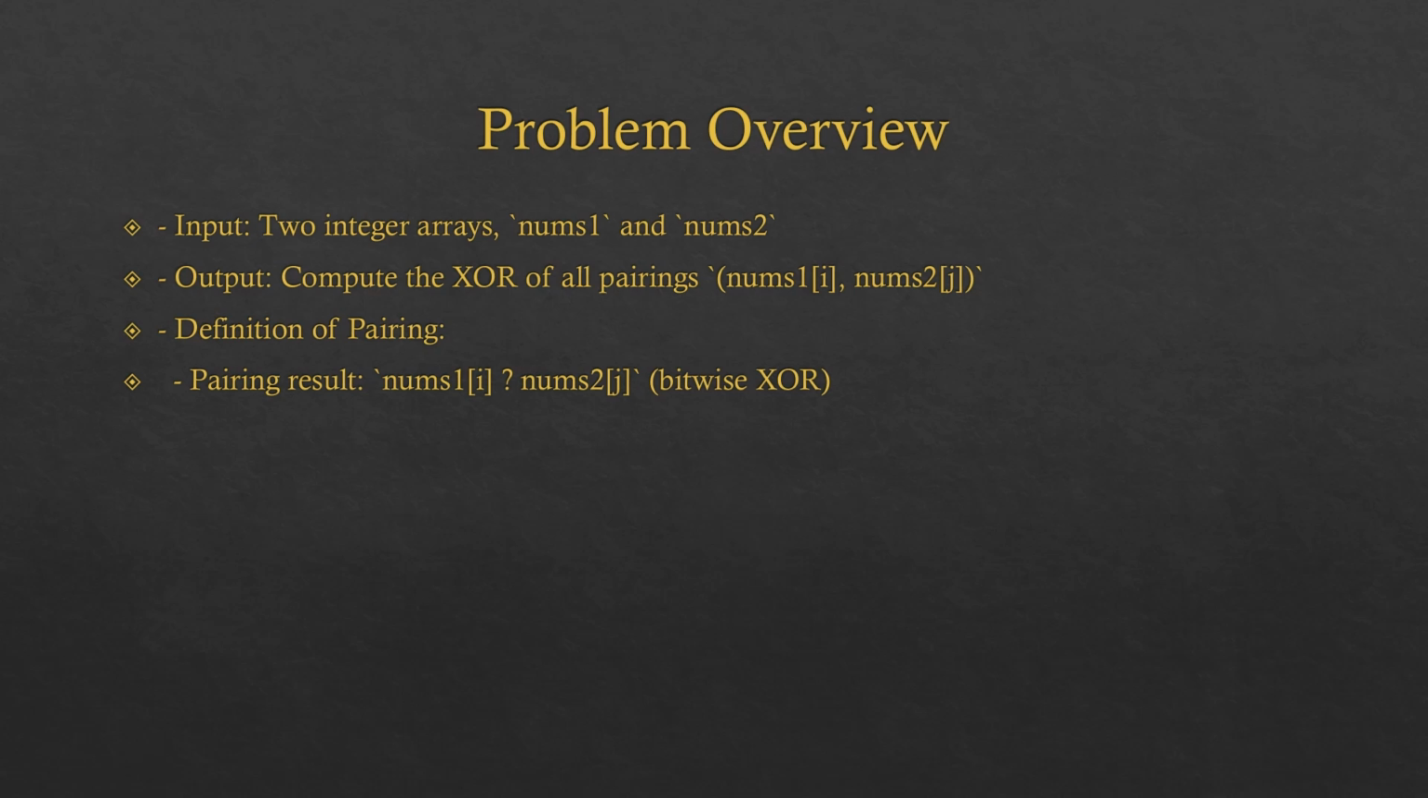To begin, let's understand the problem. The input consists of two integer arrays nums1 and nums2. Our task is to compute the XOR of all pairings between elements of these arrays. A pairing involves taking an element from nums1 and another from nums2 and calculating their bitwise XOR. The goal is to find the cumulative XOR of all such pairings.